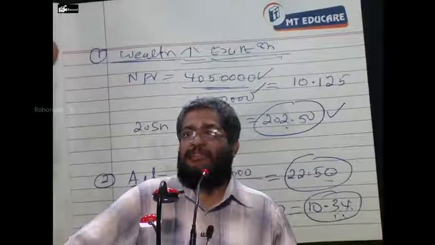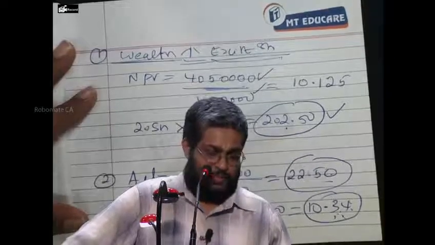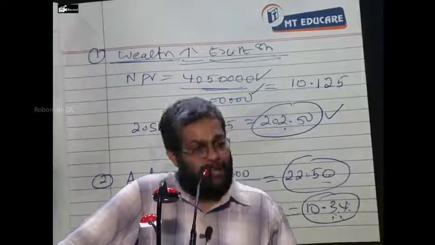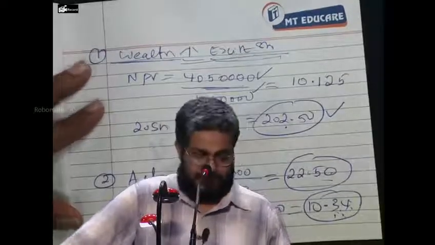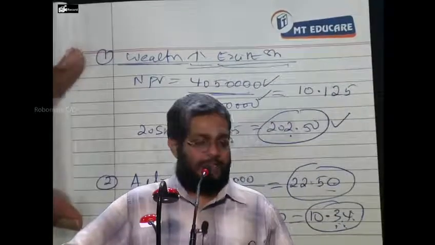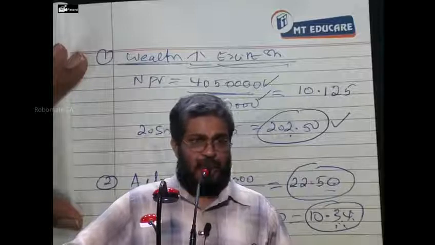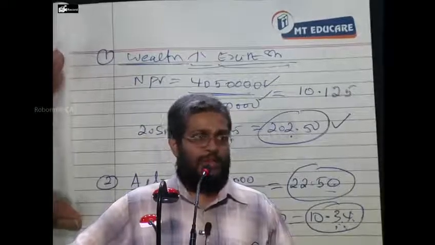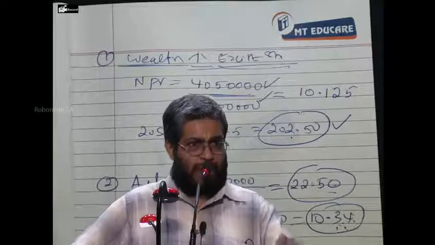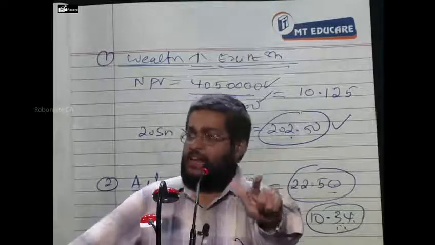Thus, the increase in wealth is due to the NPV of the new project. Point number 1 over. I just explained why 3,000 became 3,202.36. Understood or not? Next.